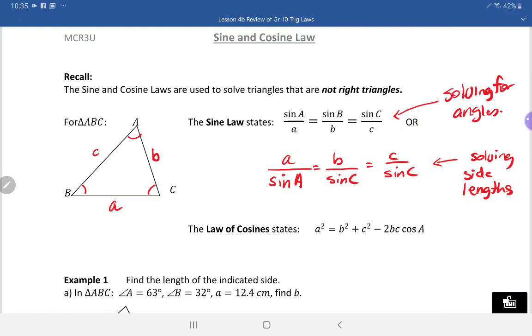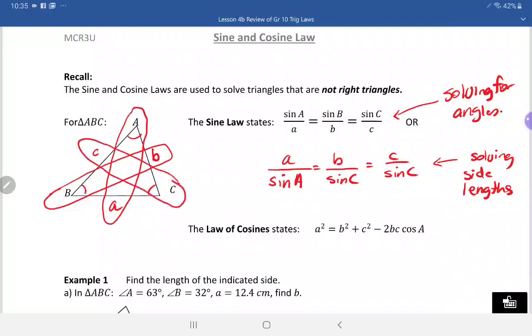This only works if you know a complete pair. So if you had me in grade 10, you know that I always talked about a complete pair. I think in grade 10, Miss Pepper talked about a golden ratio, maybe. But a complete pair means that you know the angle and the side length across from it. So you have to know either capital B and lower b, or capital A and lower a, or capital C and lower c. So you have to know that pair in order to use sine law.